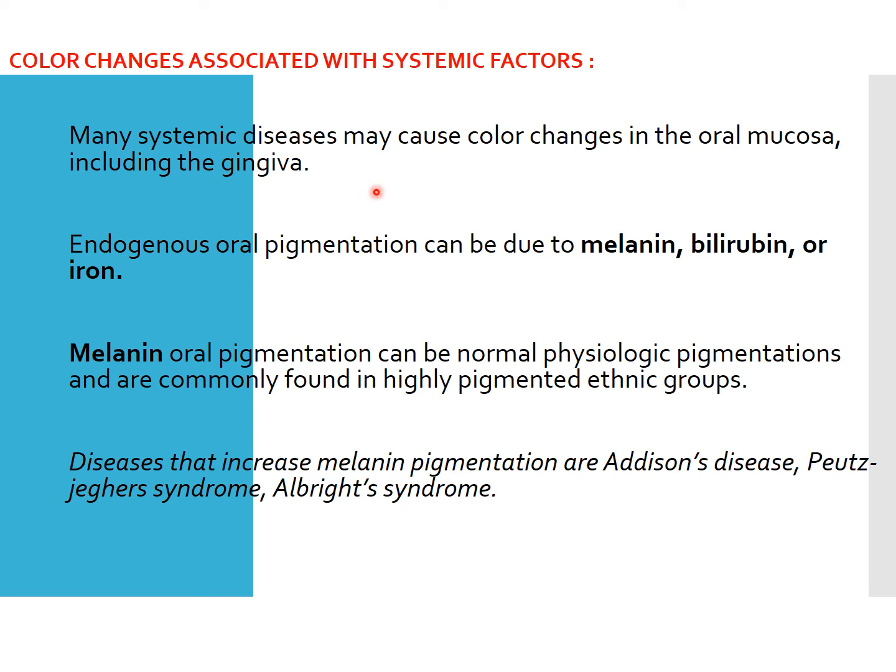So there can be endogenous factors and exogenous factors for these color changes. Endogenous changes can be due to melanin, bilirubin or iron. Melanin pigmentation will be increased, which is a normal physiological change mostly found in highly pigmented ethnic groups. Some diseases can also cause melanin pigmentation, such as Addison's disease, Peutz-Jeghers syndrome and Albright syndrome.